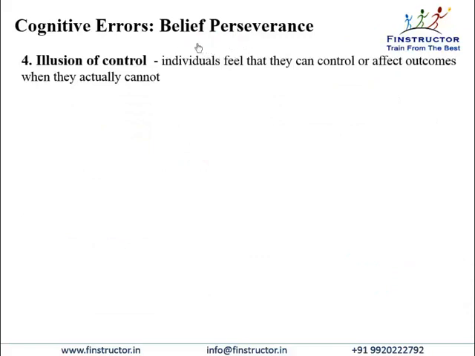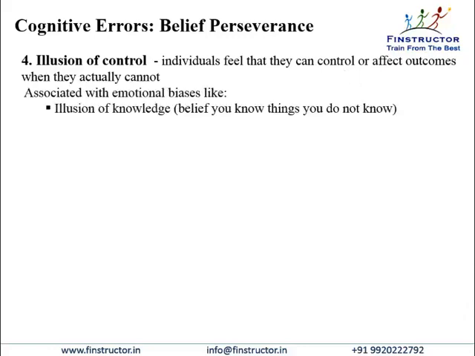So we studied 3 cognitive errors, belief perseverance biases, namely conservatism, confirmation and representativeness. The 4th one is called the illusion of control. Individuals feel that they can control or affect the outcomes when they actually cannot. A lot of times illusion of control is related to emotional biases like the illusion of knowledge. That is, you believe you know everything about a stock, or you know everything there possibly is to know about a company. Definitely, actually you do not know everything.